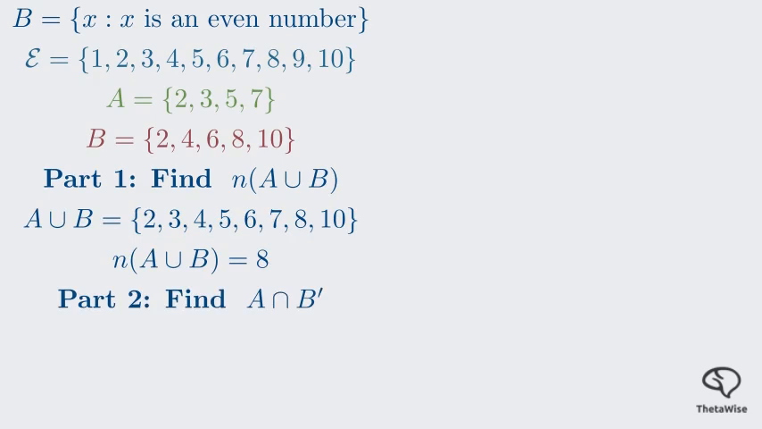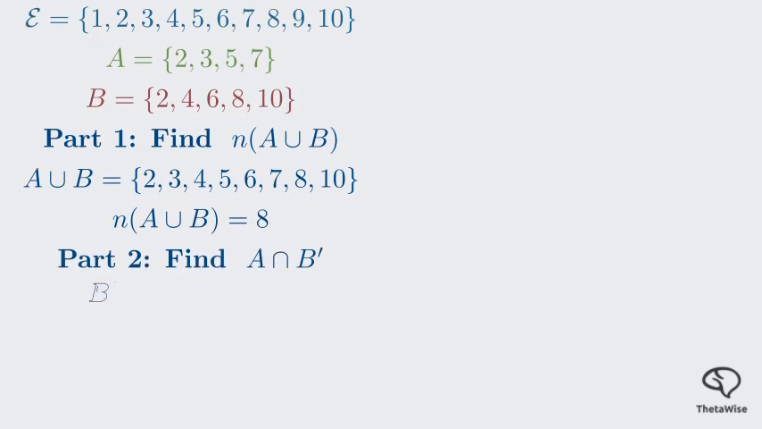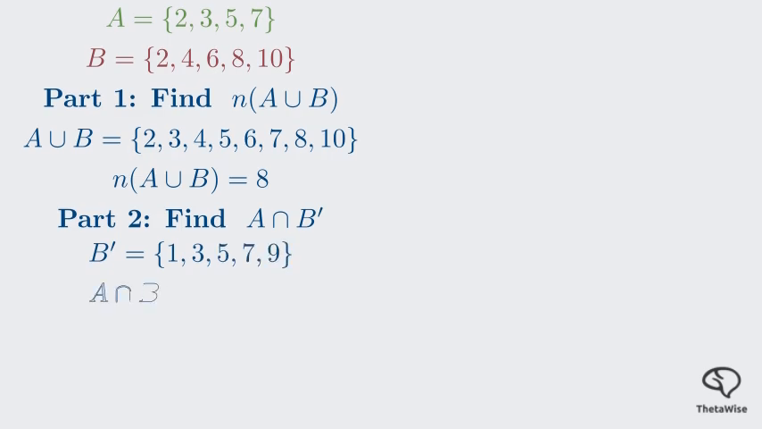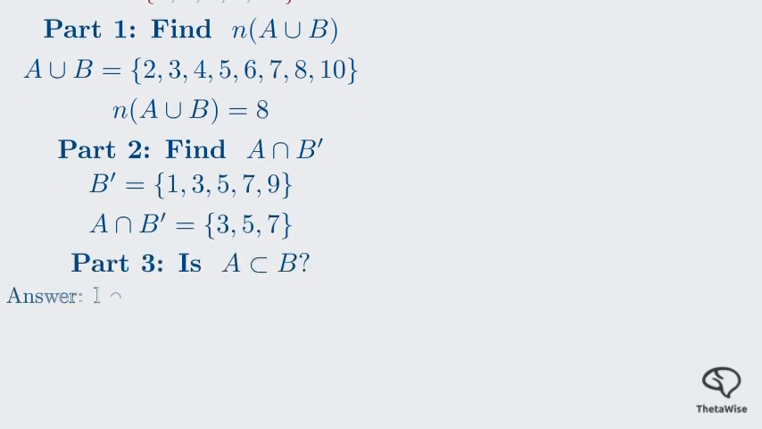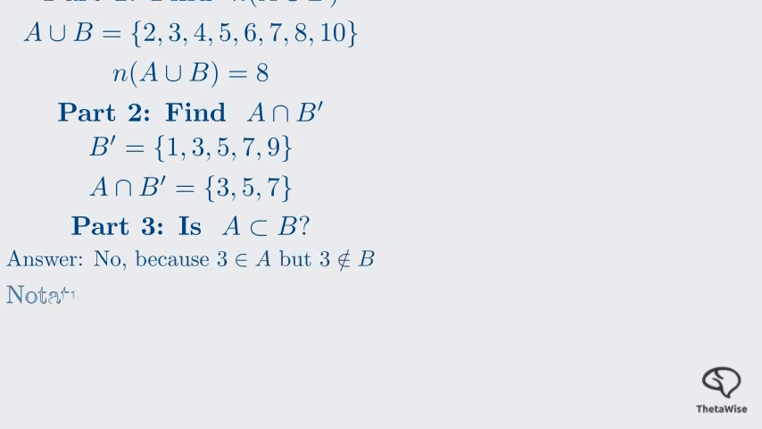Next, let's find A intersection B prime. B prime is everything in the universal set that is not even, which means the odd numbers, 1, 3, 5, 7, and 9. Now what does this share with set A? Both sets contain 3, 5, and 7, so the intersection is the set containing 3, 5, and 7. Finally, is A a proper subset of B? Since there are elements in A, like 3, that are not in B, A cannot be a subset. By breaking down the notation step by step, even complex-looking exam questions become manageable.